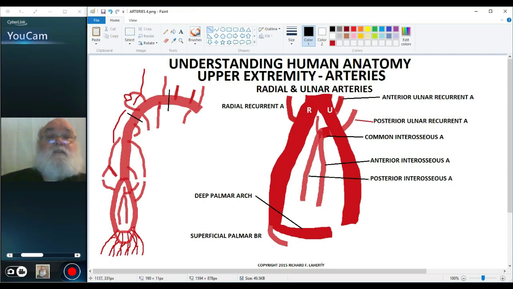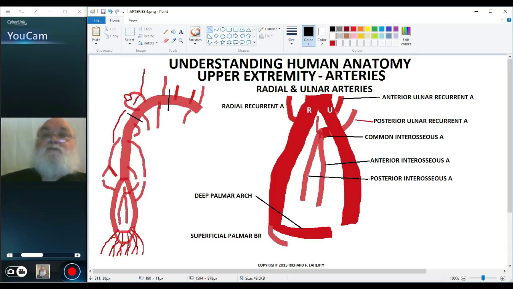Now, as I said, the anterior and posterior interosseous arteries run on the anterior and posterior surfaces of the interosseous membrane, respectively. They are important arteries for supplying the deep flexors and deep extensors of the forearm. So the posterior interosseous artery will supply the deep extensors. The anterior interosseous artery will supply the deep flexors.